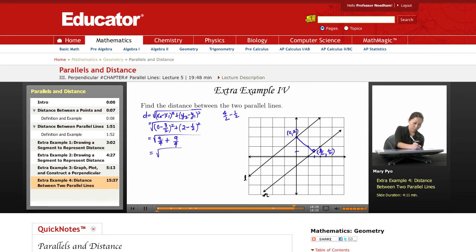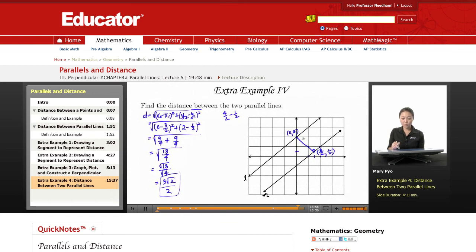Square root of, there's already a common denominator, so that's 18 over 4. Make sure this goes all the way down. Square root of 18 over square root of 4. Square root of 18, you don't have to do the factor tree because you know that 9, a perfect square, is a factor of 18. It's going to be 3 root 2 over 2.